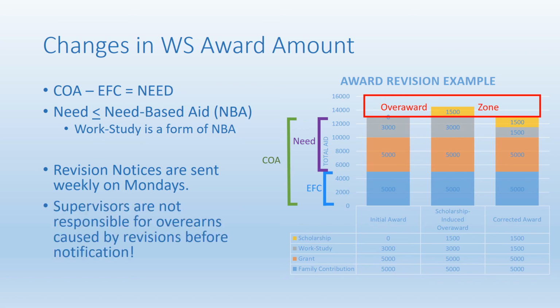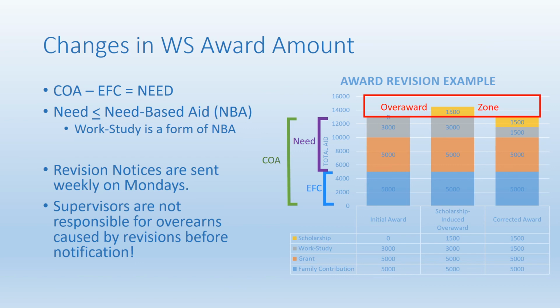Please note that you as supervisors are not responsible for any over earnings caused by revisions before notification. If a student has an award come in of $1,500 in an outside scholarship and they've already earned $1,600, there's $100 over earnings, that is not your responsibility. My office will handle that issue.